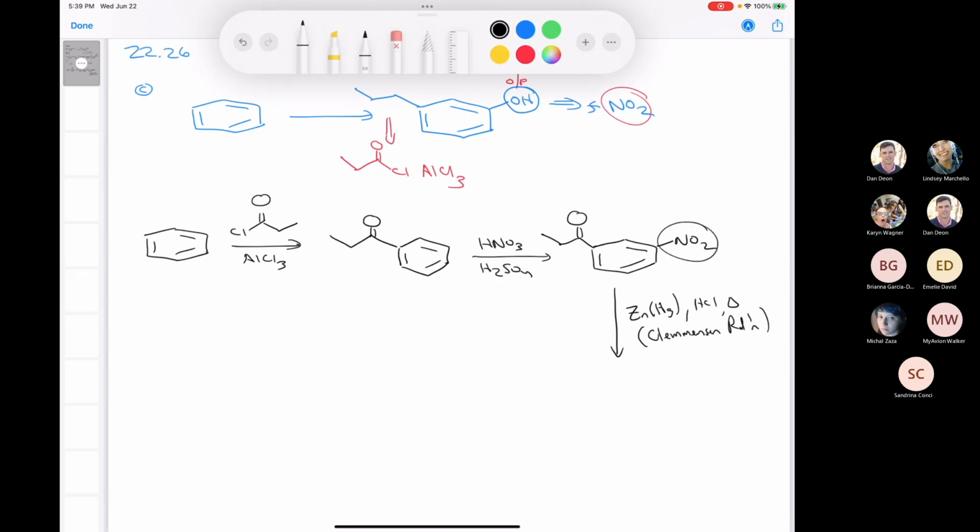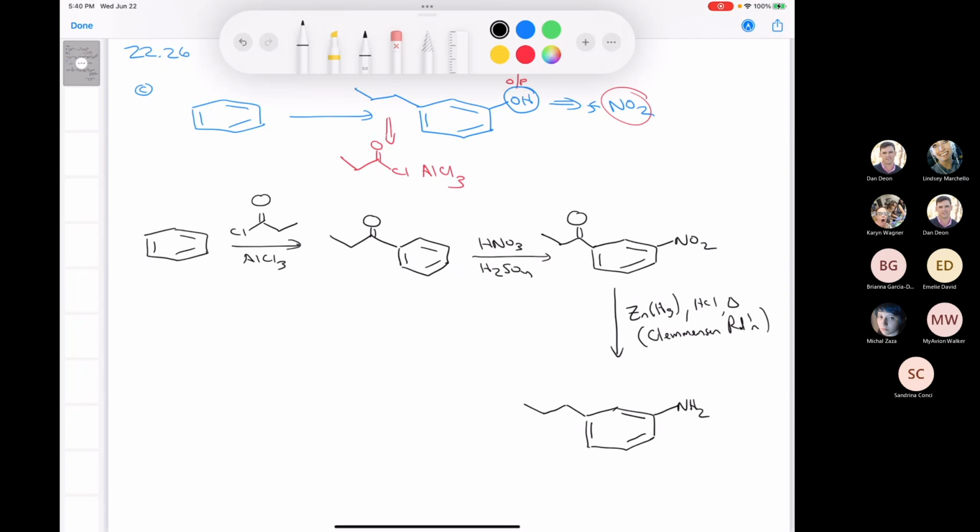Because we know that you can reduce a nitro with HCl and zinc. So you would actually end up killing two birds with one stone. And you end up, those double bonds are horrendous. There we go. That's a little better. So we end up with our propyl group over here. We have our amino group here. So there we go, our Clemmensen reduction.